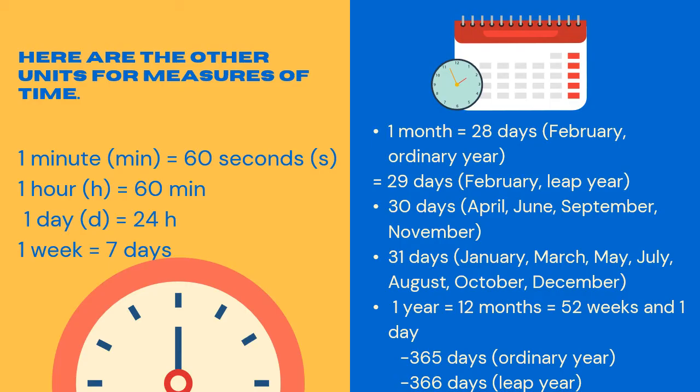30 days for the months of April, June, September, and November. 31 days for the months of January, March, May, July, August, October, and December. 1 year is equal to 12 months, or 52 weeks and 1 day. There are 365 days in an ordinary year and 366 days during a leap year.